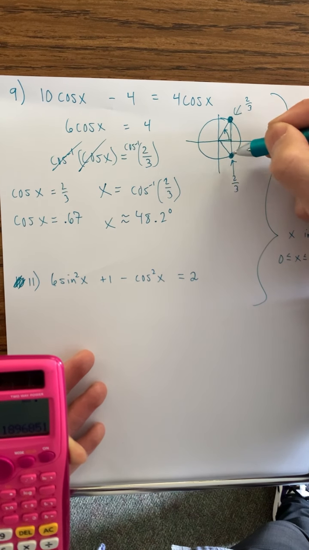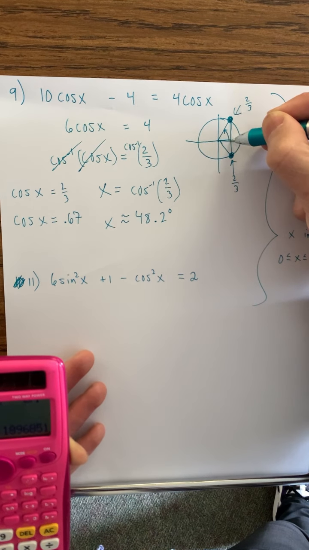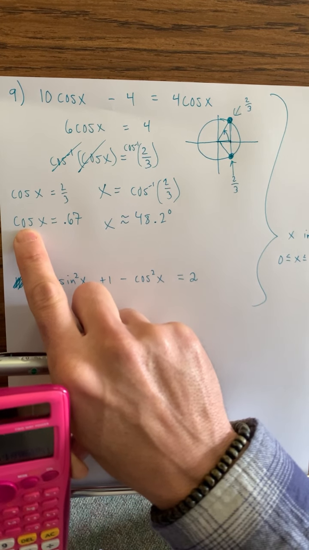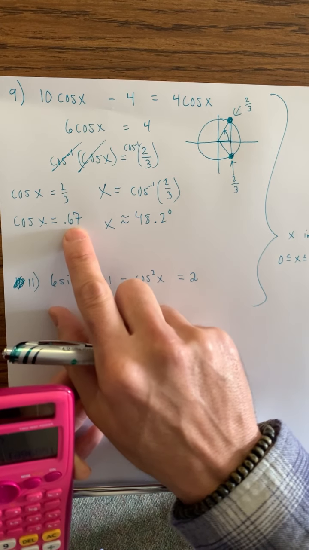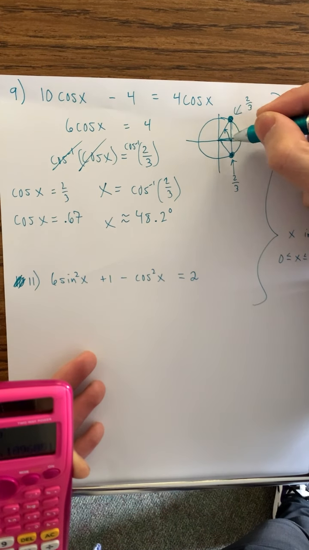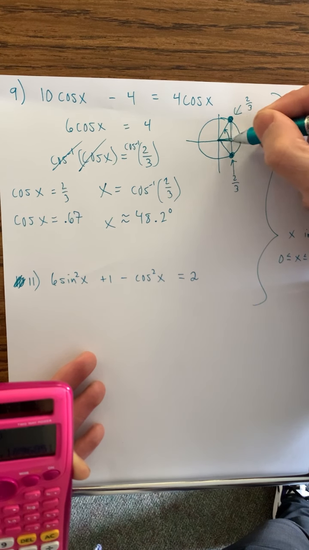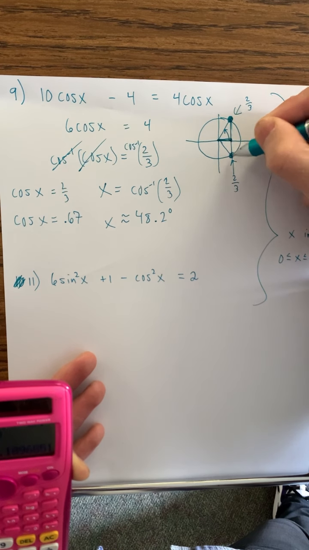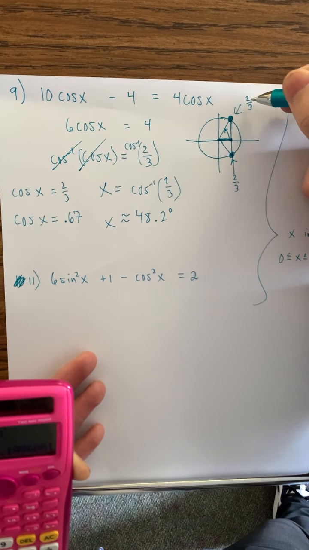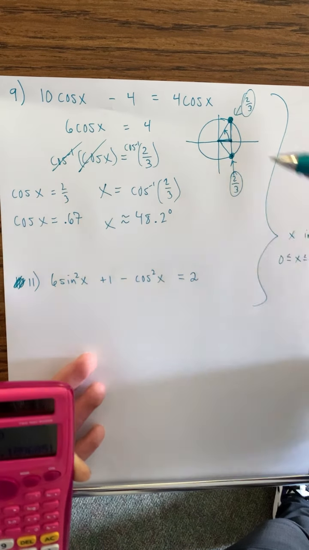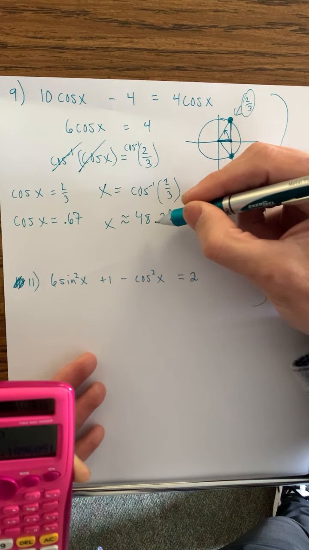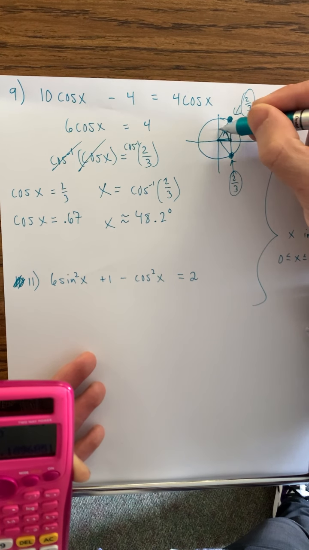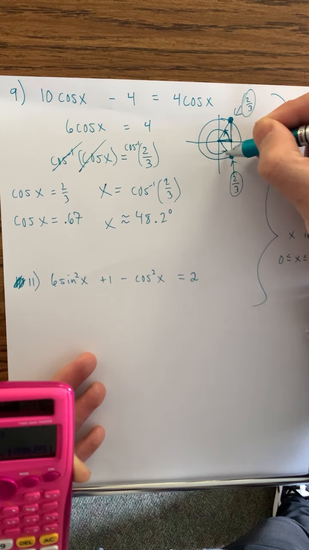How do you go from the middle to there? You have to go to the right 0.67, and that's what you want the x coordinate to be. Cosine is the x coordinate. Whether you go up or down is irrelevant because both of these points have an x coordinate of 2/3, which is 0.67. So 48.2 is not the only angle that works. This one works also, watch. Boom, you see that? That also works.